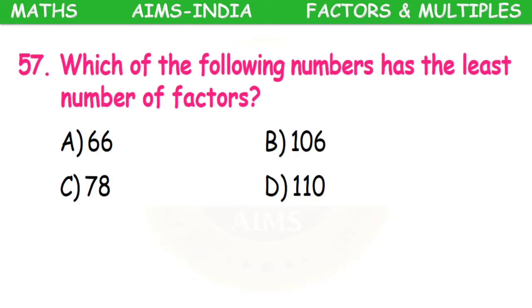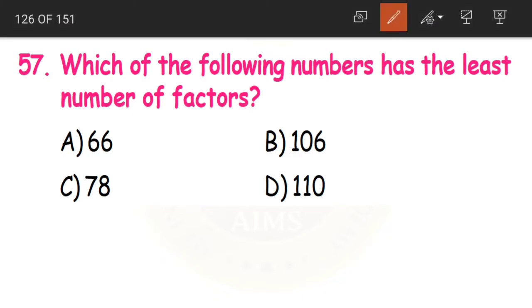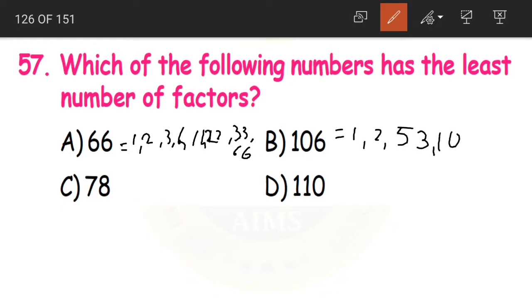Okay. Next question. Which of the following numbers has the least number of factors? Now we have four numbers here: 66, 106, 78 and 110, children. Now we should find out which has the least number of factors. So we should list out the factors first. For 66, the factors are 1, 2, 3, 6, 11, 22, 33 and 66. For 106, the factors are 1, 2, 53 and 106.